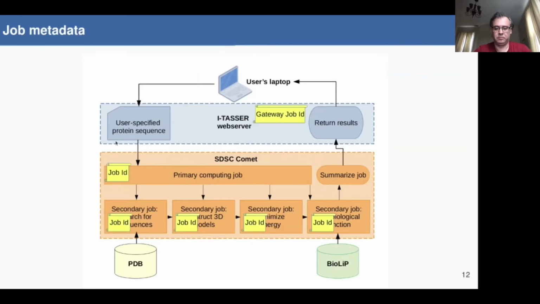Additionally, there's the job metadata. So again, the gateway has a job ID that it knows this particular workflow as, and then Comet has a series of job IDs. As we discussed earlier, there's a cascade of jobs that take place in order to perform this computation for this workflow. So the suite of these job IDs comprises what is needed in the metadata that XDMod will want.